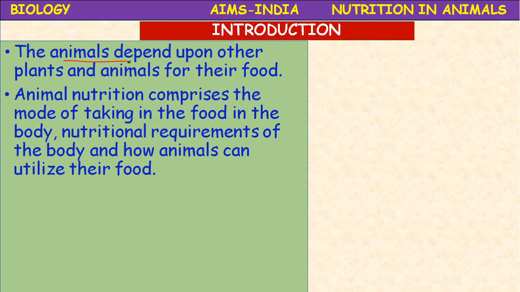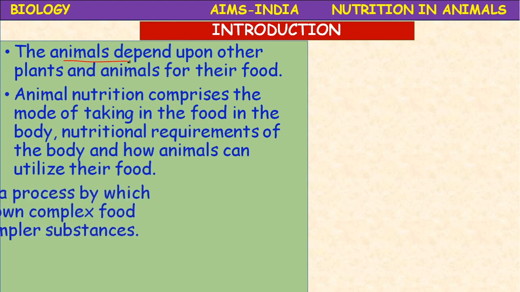Animal nutrition comprises the mode of taking food into the body, the nutritional requirements of the body, and how animals utilize their food. These all come under animal nutrition.